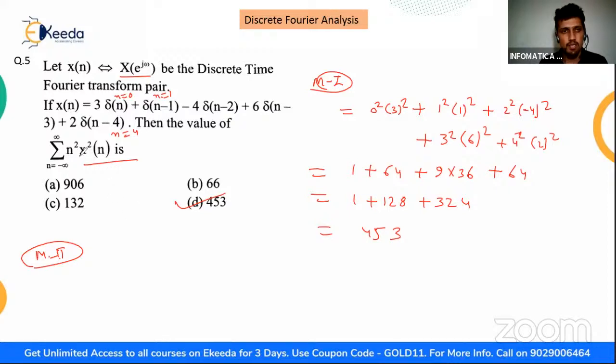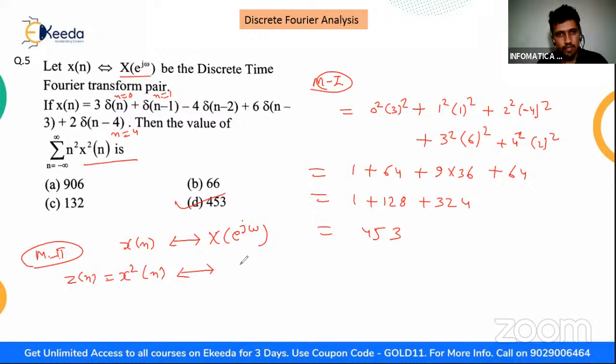First is this double differentiation, x square n. xn is having x e to the power j omega. I will just brief, not completely solve using method 2. We will consider any sequence zn, which is equal to x square n, so we will find the discrete time Fourier transform of this series zn, which we will call z e to the power j omega.